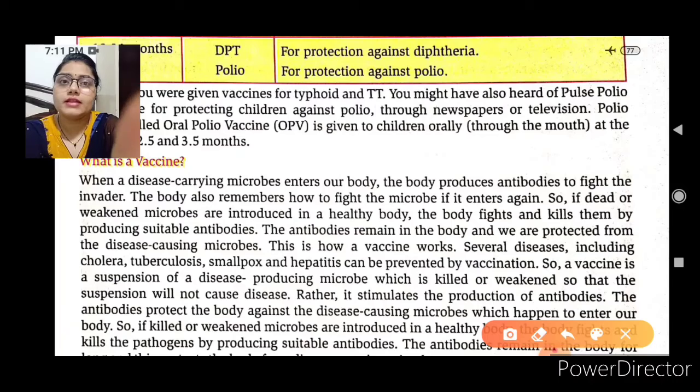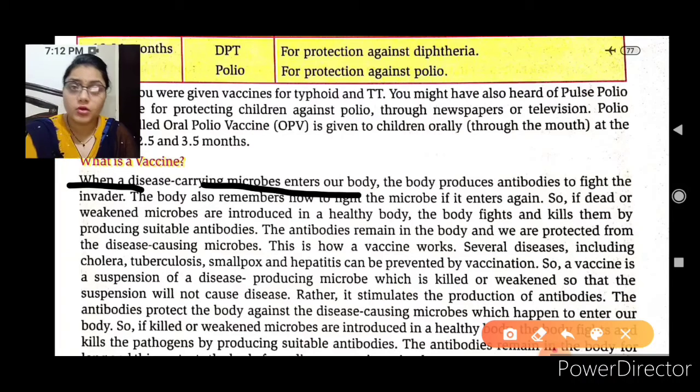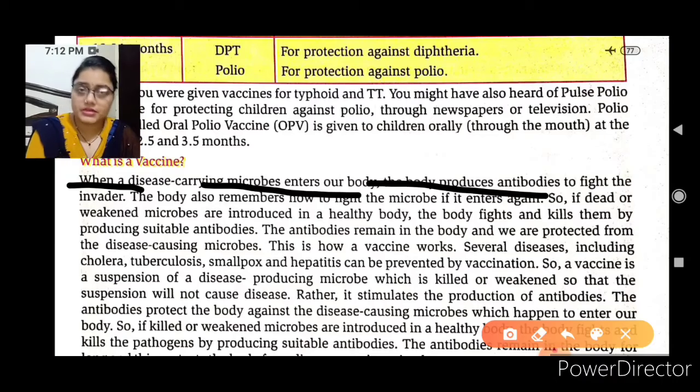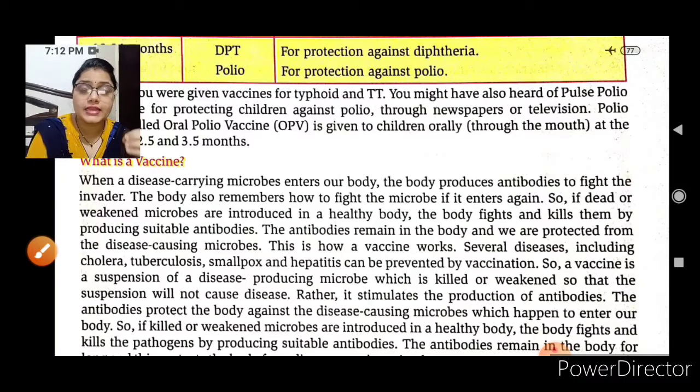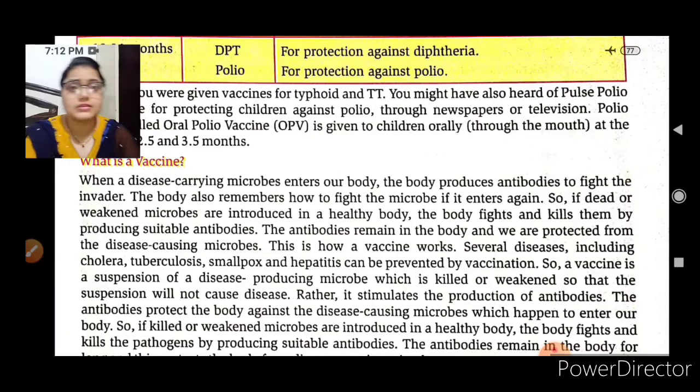When disease-carrying microbes enter our body, the body produces antibodies. Every human has antibodies. So to fight the invader, whenever a disease carrying microbes enters our body through the air or any other way, our body produces antibodies just to fight against these microbes, this disease.